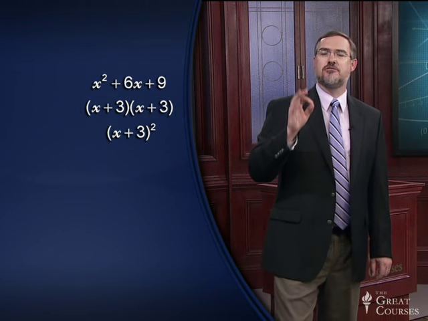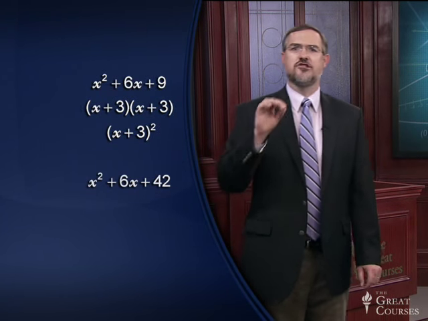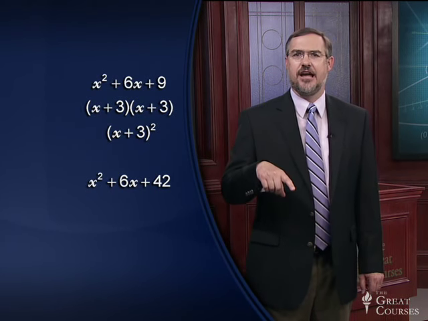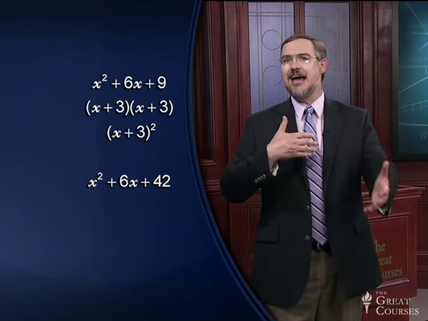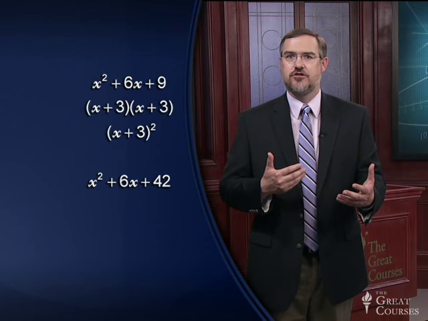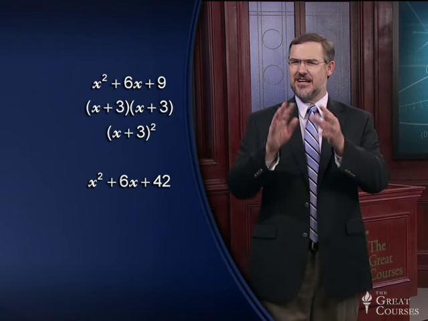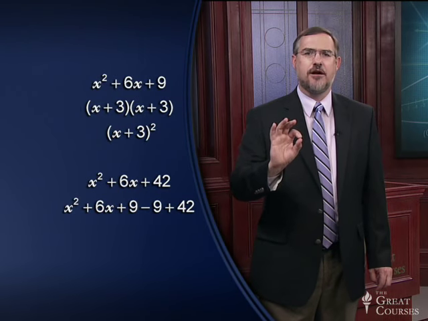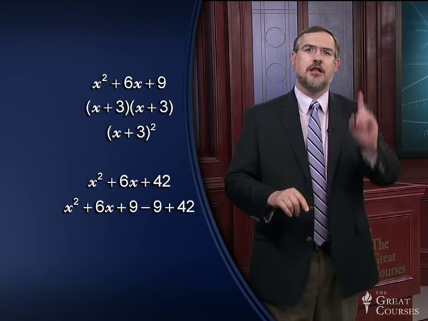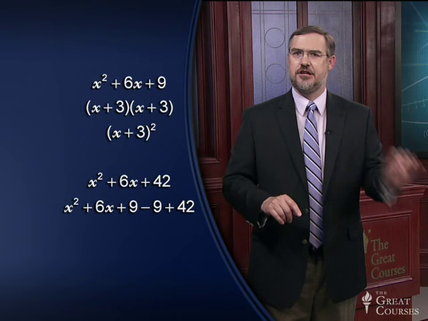Now let me go back to my original function, which was x^2 + 6x + 42. Notice that I can add and subtract 9 if I want to, and rewrite this in what looks like a complicated way at first, but just bear with me. I would have x^2 + 6x + 9 - 9 + 42.